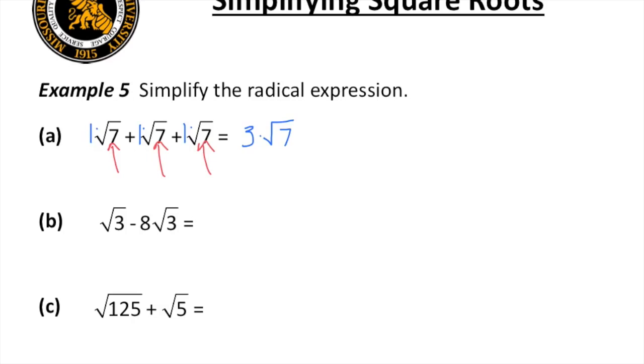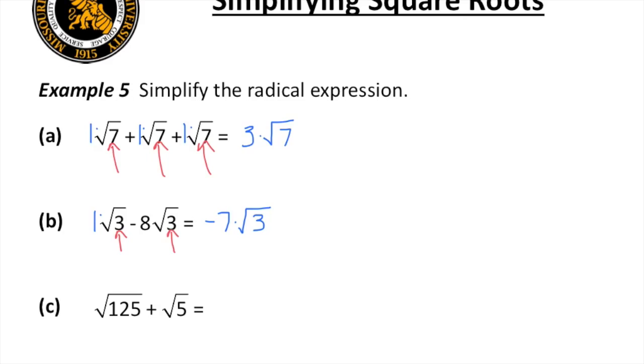In example 5b, notice that the numerical values under the square root both equal 3, which means that we can simply subtract these terms by subtracting the numbers that are in front of the square root of 3. So, subtracting 1 minus 8 gives us a negative 7 times the square root of 3, that's the common factor to both. And that is our final answer.